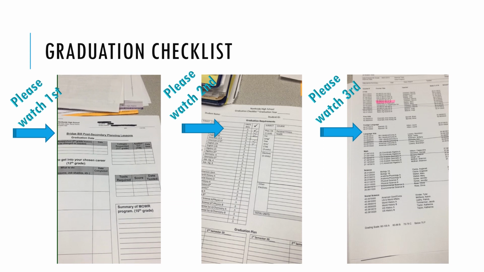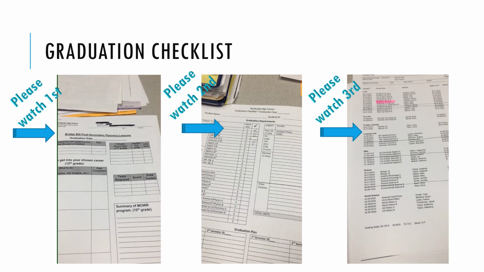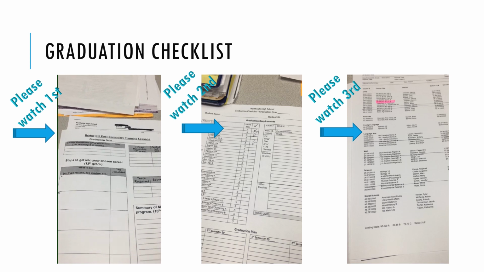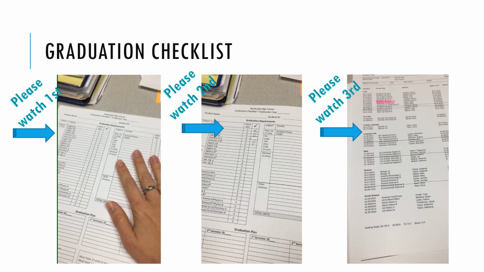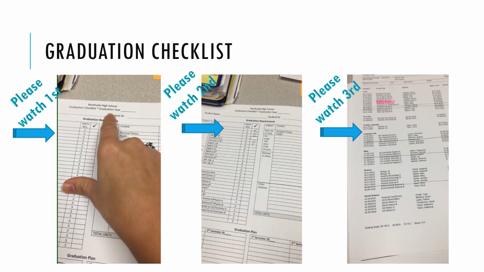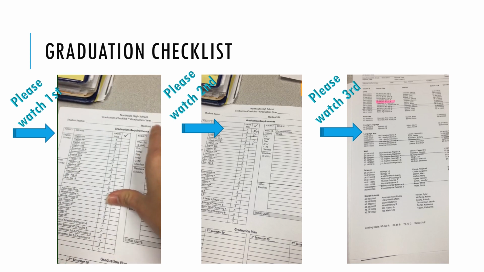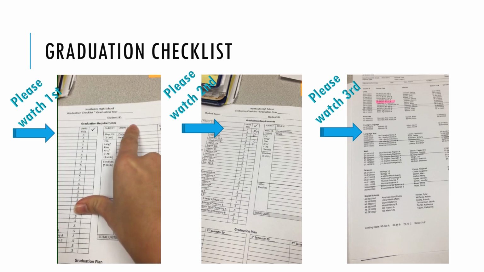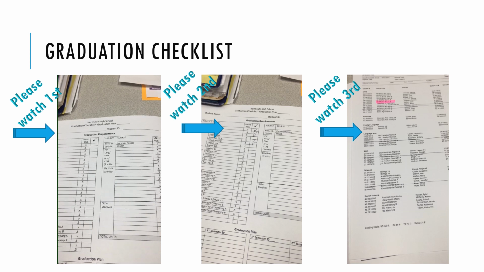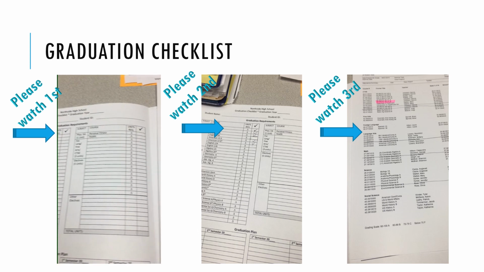Now we are going to record our credits on our graduation checklist. The graduation checklist can be found on the inside left of your advisement folder, titled Graduation Checklist. Go ahead and fill in your graduation year, your name, and your student ID. Then find the language arts section on your transcript.